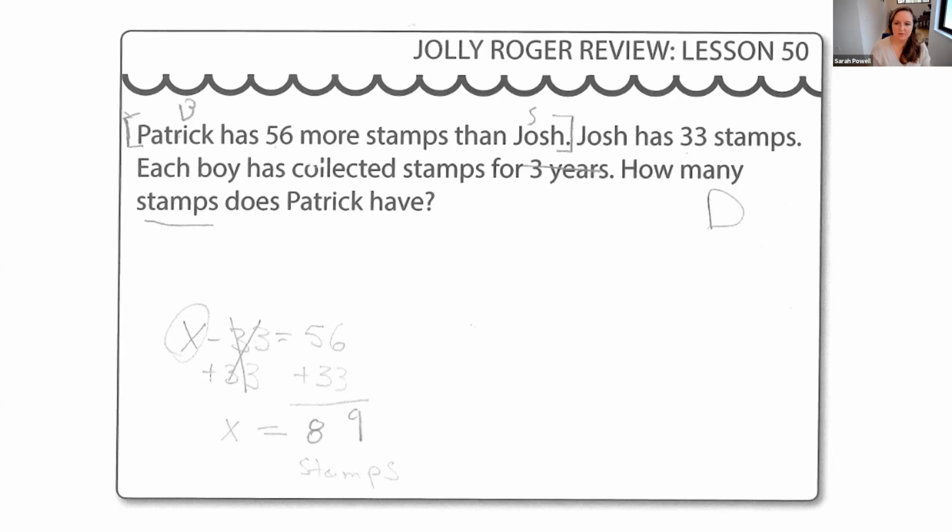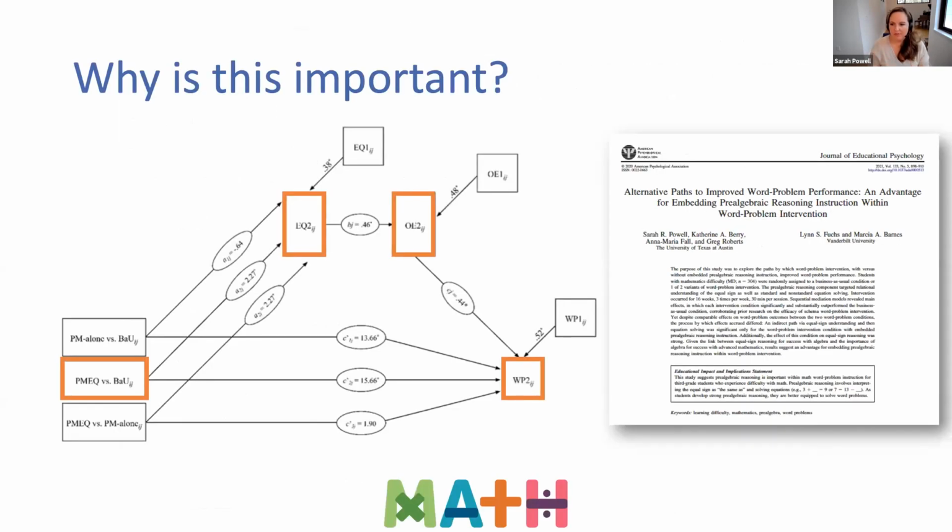They crossed out irrelevant information in 3 years. That D over there, again, not a grade. That means that they're solving this as a difference problem. So why is this important?